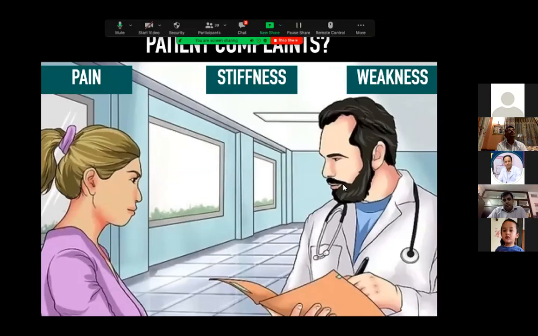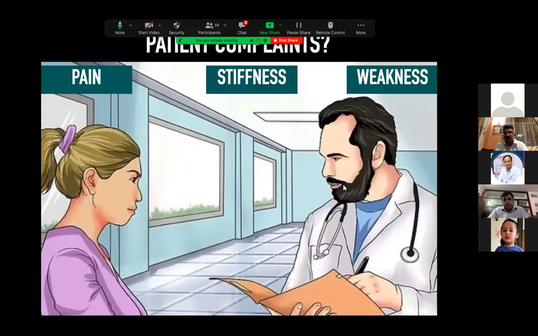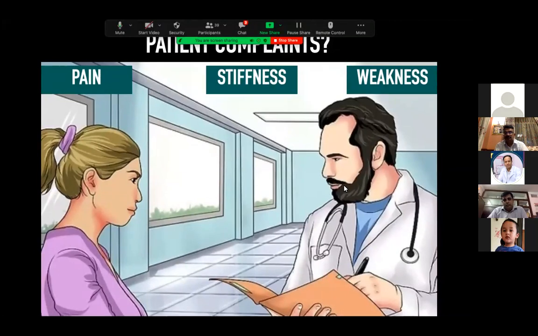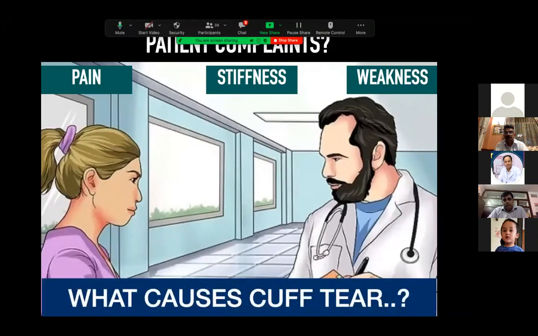And usually many shoulder conditions have this particular entity, like night pain and pain while moving the shoulder up. These are very common complaints with shoulder pain, and these are common with rotator cuff tear as well. Researchers mention that pain is more common with the partial tear, and weakness is more common with the full thickness tears. So many patients ask us, when we diagnose them as cuff tear, what has caused this cuff tear? So Amit sir, what do you answer?